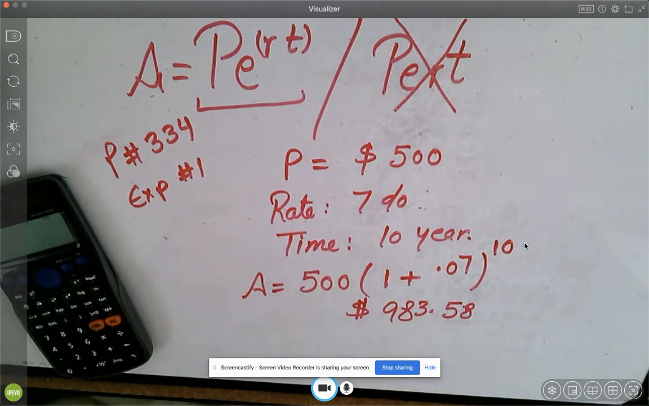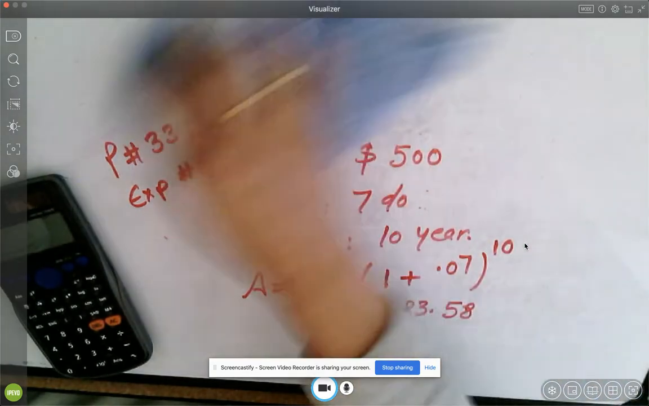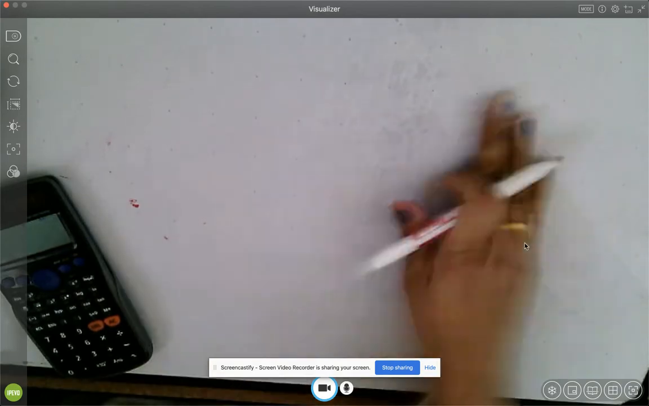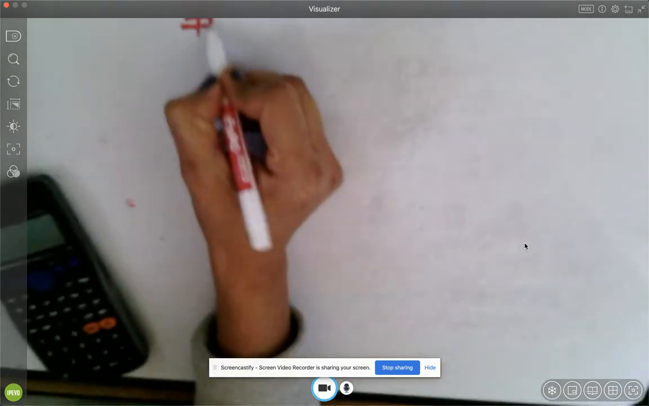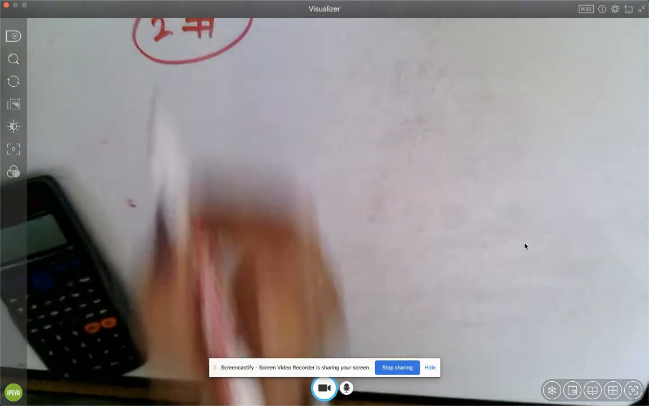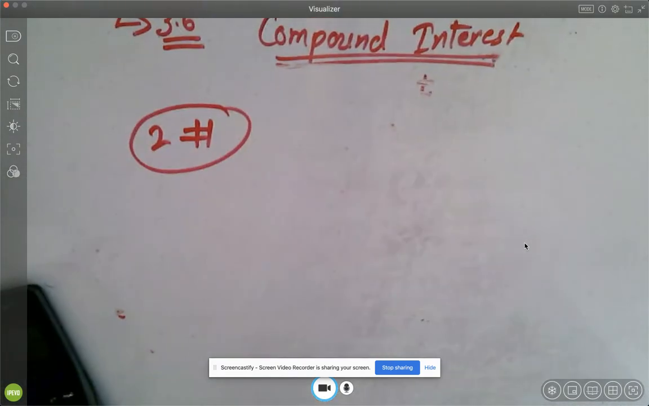Now let's look at another example on compound interest. So hold on, just a second. My helper is ready to read that for me. Thank you, sir. Okay. All right. So I'm on example 2. This is page 335. Go ahead, helper.